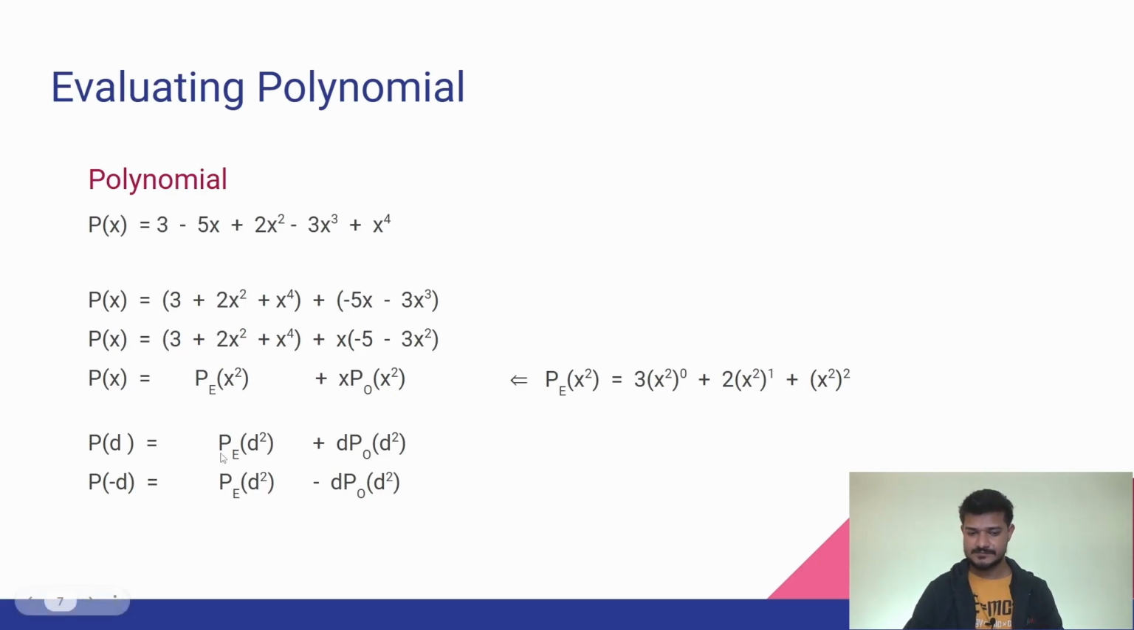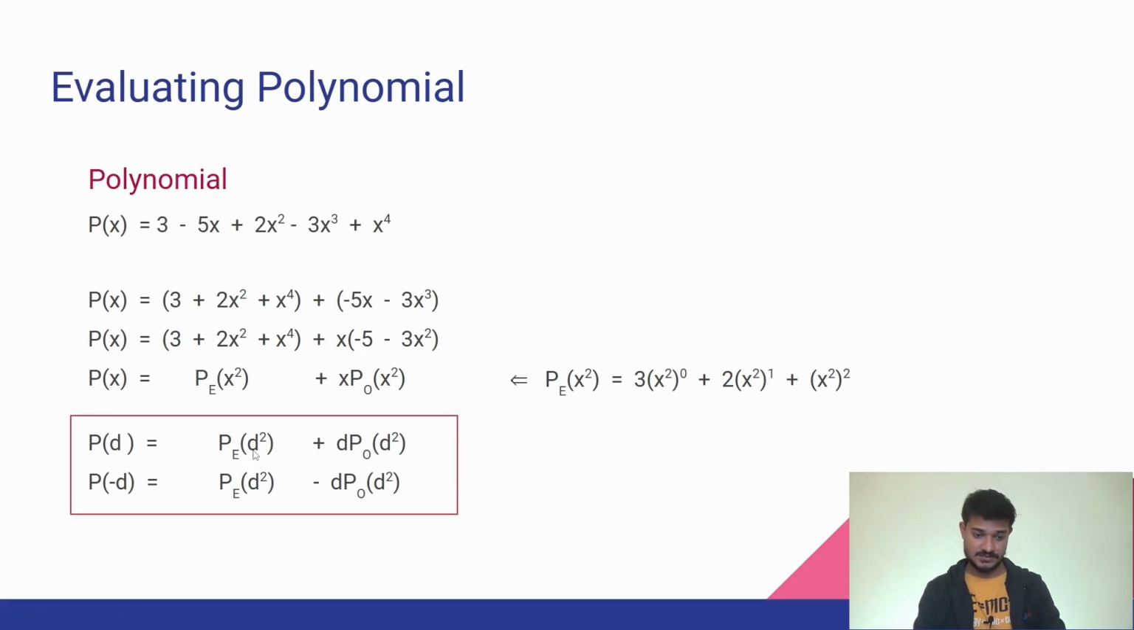That means you are evaluating PE and PO one time on d square. You evaluated PE on d square one time. You evaluated PO on d square one time, right? And they are being used in two different equations to evaluate P on two different values. That means if you evaluated PE and PO on one value, you can use them to evaluate the original polynomial on two different values, right? This is a very important formula, that's why I've marked it.